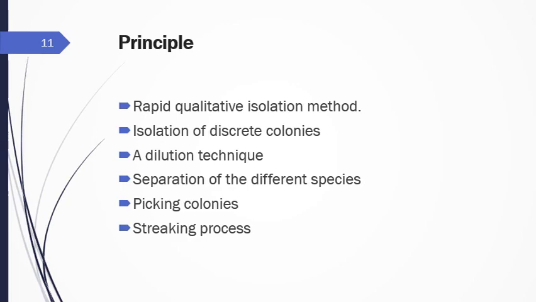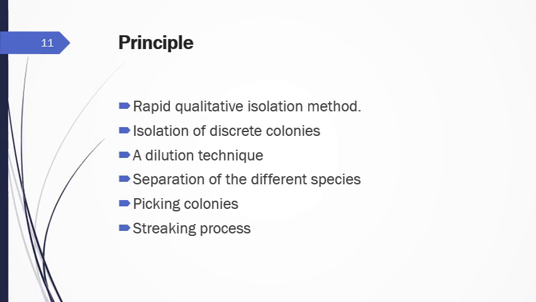The resulting diminution of the population size ensures that following inoculation, individual cells will be sufficiently far apart on the surface of the agar to affect the separation of the different species present. In the streaking procedure, a sterile loop or swab is used to obtain an uncontaminated microbial culture.